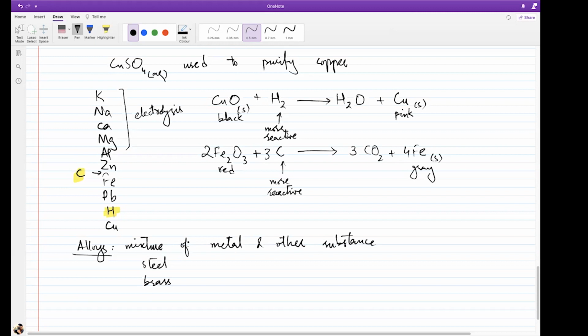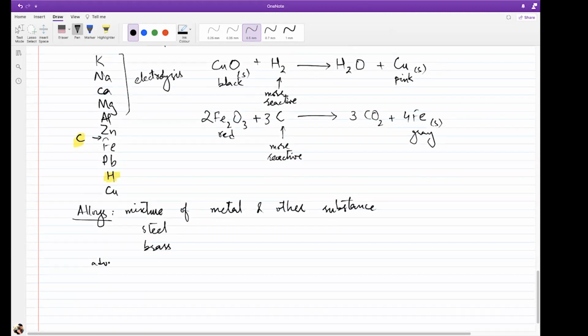Okay, and why do we use them? Advantages of alloys, you need to know what they are. It makes them beautiful, it makes them lighter, it makes them cheaper, it makes them resistant to corrosion. All of those are advantages of having alloys, and they also make the metal harder. Okay, and how do they do that?